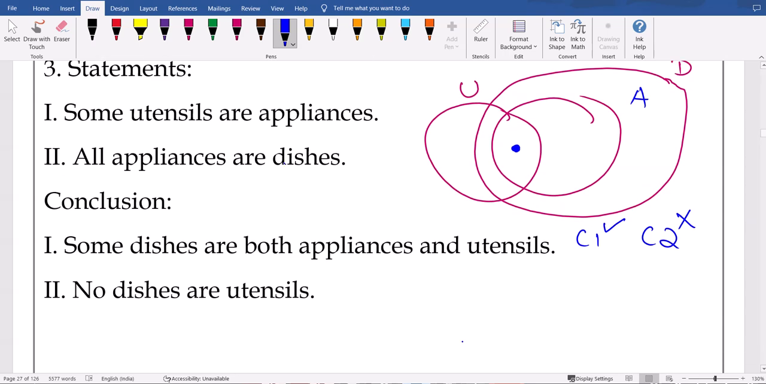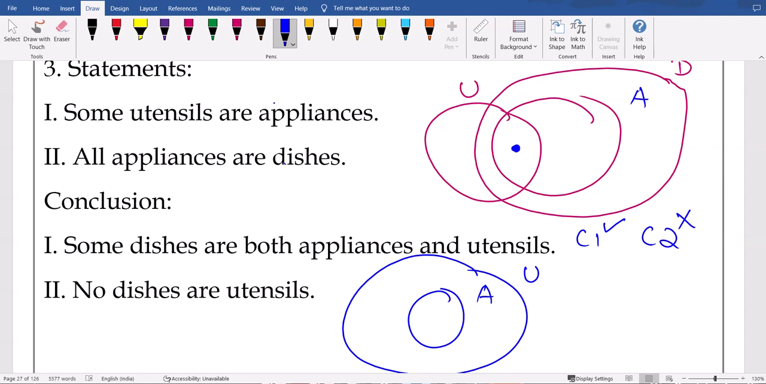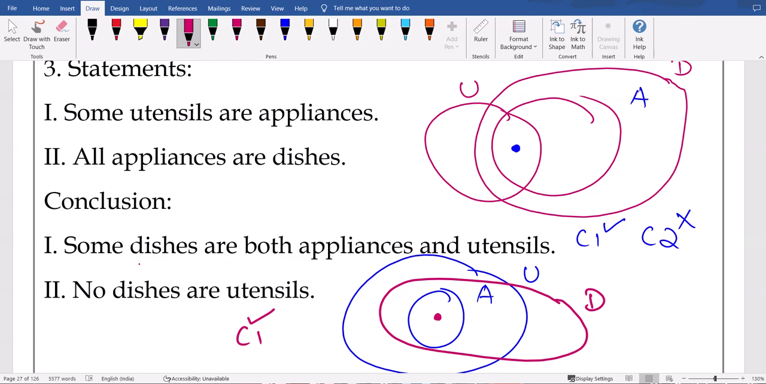We can draw other diagrams also. What are the other diagrams possible, sir? Some utensils are appliances. I can put it like this as well. All appliances are dishes. I can go in this way. Or I can put entire D inside U also. Or I can put something out. Or entire U inside D also I can write. We can satisfy that. That's what you require to think about. Now here, some dishes, yeah, this dot is a dish area, which is under appliances, which is under utensils. So first one true. And for the second one, dishes and utensils are not at all connected? There is a connection. So one true, second false. Your answer should be only one follows. Option A, only one follows.